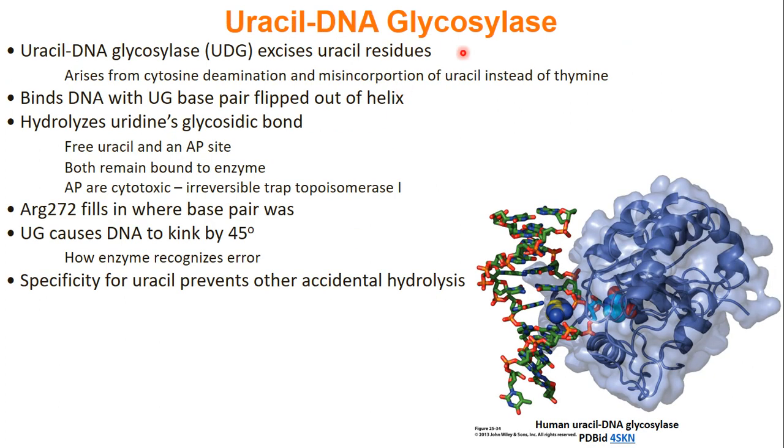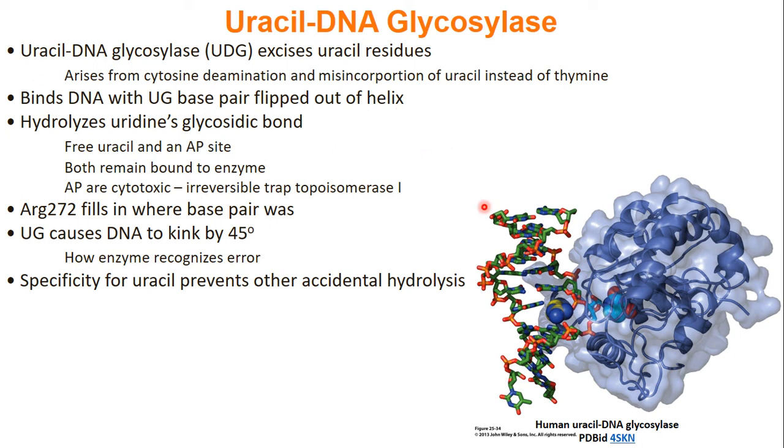So let's look at a specific glycosylase here, and these are uracil DNA glycosylases, or UDGs, and these will get rid of any uracils in your DNA. So this could happen from cytosine deamination or an accidental misincorporation of uracil instead of thymine. And what it does, it's a lot like the last enzyme we talked about, is that it's going to bind DNA and then flip a UG base pair out of the helix. So, for example, this would happen if your cytosine turned to U, you would have a UG base pair, and we flip that out.